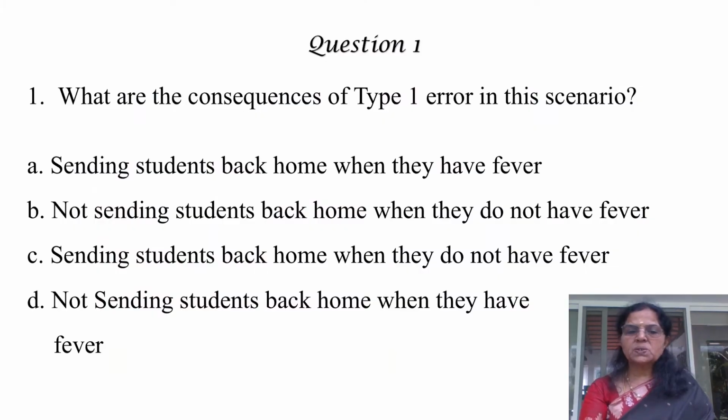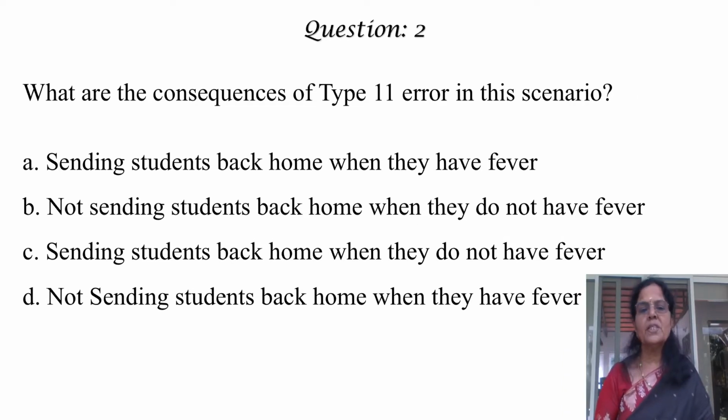The first question says, what are the consequences of type 1 error in this scenario? The choices given are A, sending students back home when they have fever. B, not sending students back home when they do not have fever. And choice C is sending students back home when they do not have fever. And the last option D is not sending students back home when they have fever. Now select the correct answer.